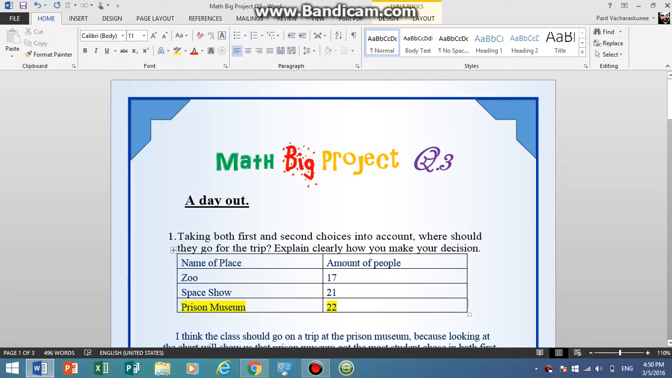The first question in the Day Out is: taking both first and second choices into account, where should they go for the trip? Explain clearly how you make your decision. So I added up the number of people for each place. There are 17 people who chose the zoo for the field trip, 21 for Space Show, and 22 for the Prison Museum. So the place most students chose is the Prison Museum.